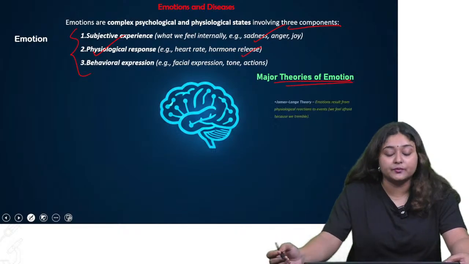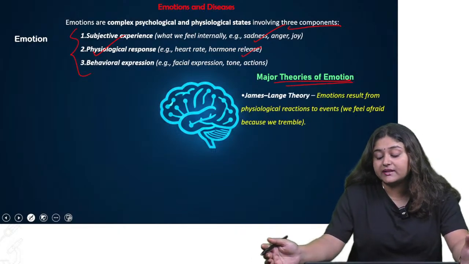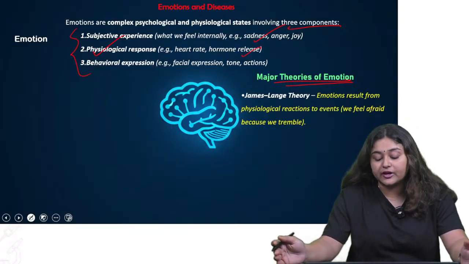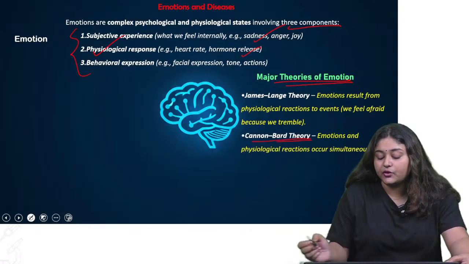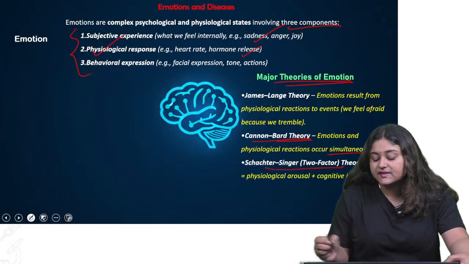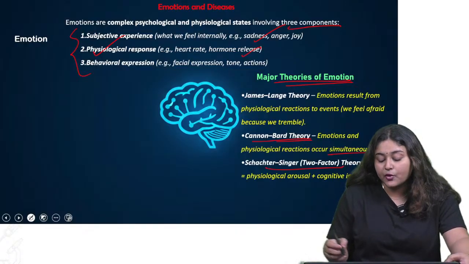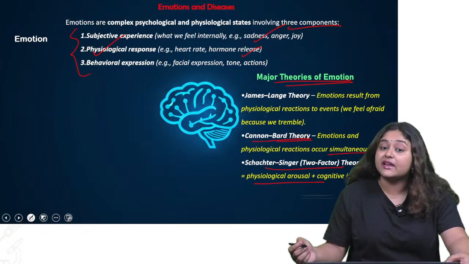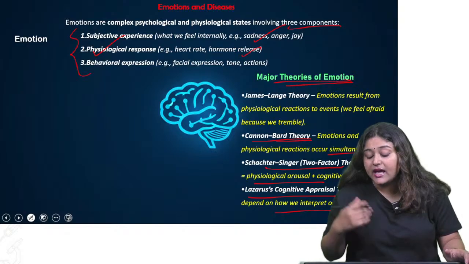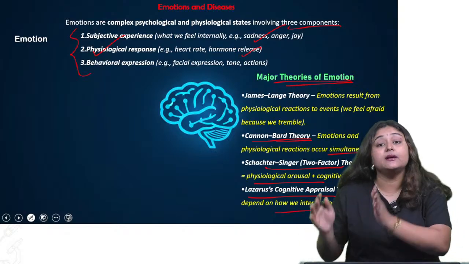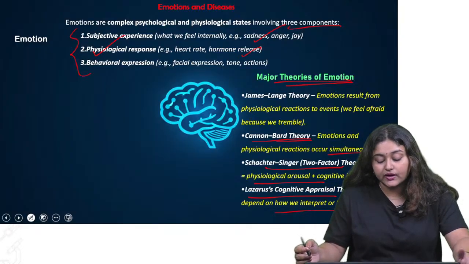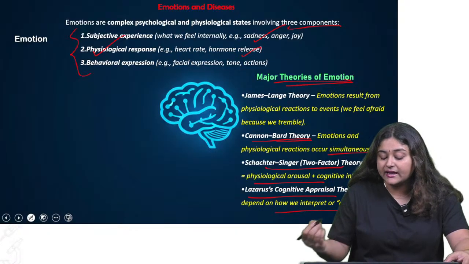Now come to the major theories of emotion. First is the James-Lange theory. Emotion results from the physiological reaction to events. So we feel afraid because we tremble. Next is the Cannon-Bard theory. Emotions and physiological reactions occur simultaneously. Next is the Schachter-Singer or two-factor theory. In this, emotion is physiological arousal plus cognitive interpretation. Next is Lazarus's cognitive appraisal theory. Here emotions depend on how we interpret or appraise events. So those are the major theories related to emotions: the James-Lange theory, the Cannon-Bard theory, the Schachter-Singer or two-factor theory, and the Lazarus cognitive appraisal theory.